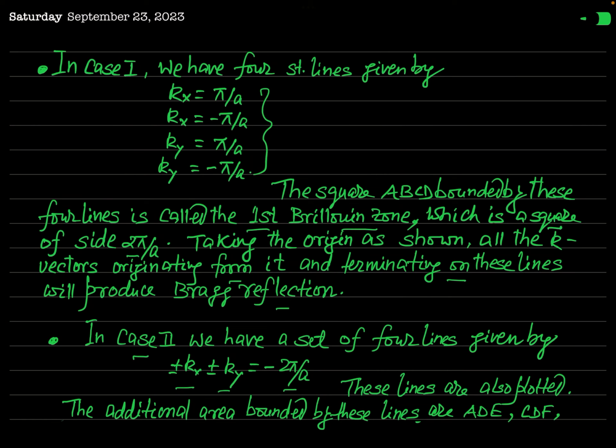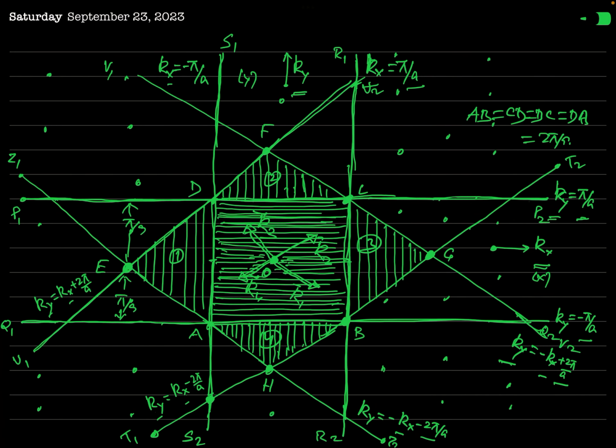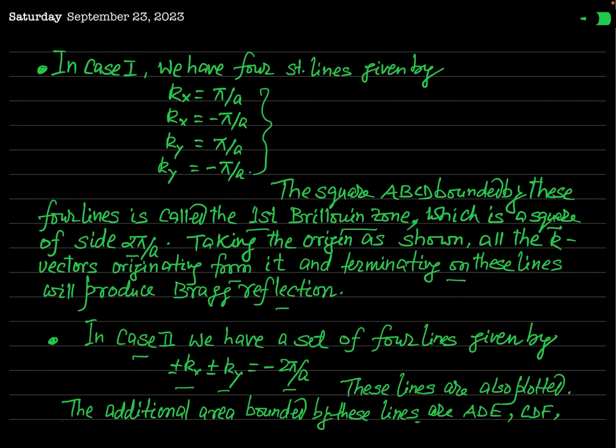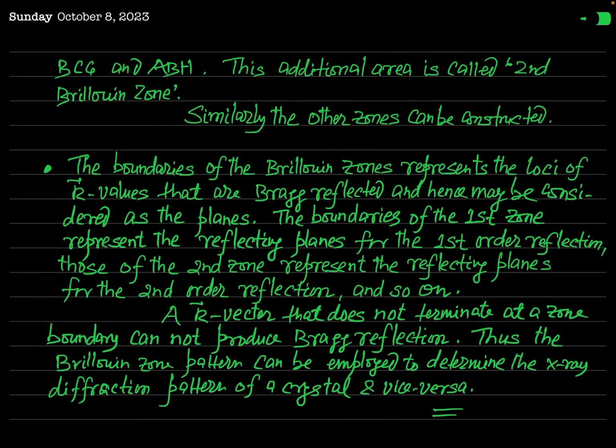The additional area bounded by these lines are ADE, CDF, you can see, which I have marked by 2. Again, CBG and BABH. These additional areas are actually called the second Brillouin zone. So this additional area is called the second Brillouin zone.